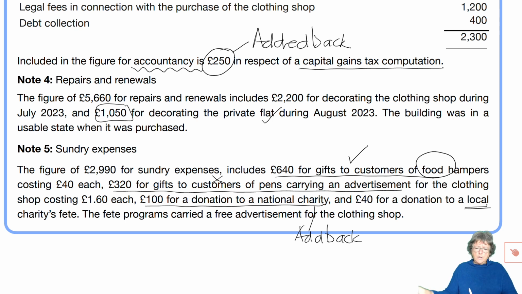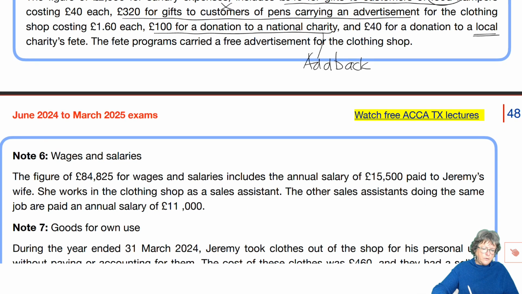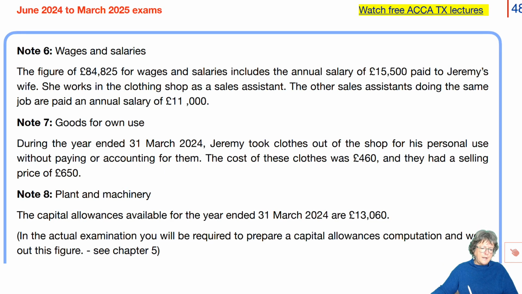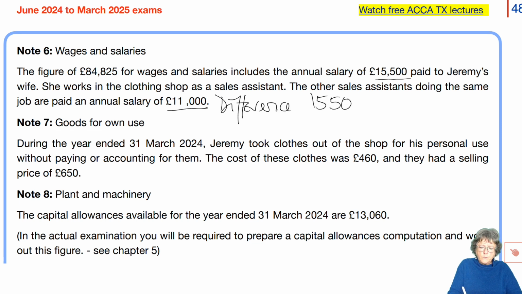Okay. So, carrying on the question, wages and salaries. We've got £84,825 for wages and salaries. £15,500 is paid to Jeremy's wife. She works in the shop as a sales assistant. All the others earn only 11. Okay, there's a difference there. She's earning a lot more. The difference will need to be added back.